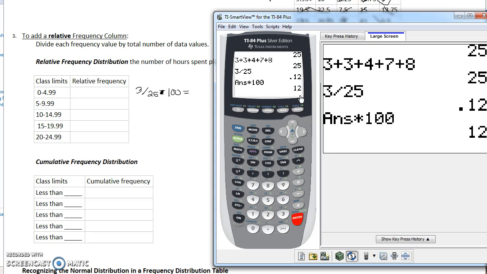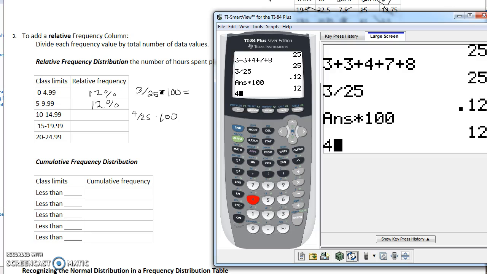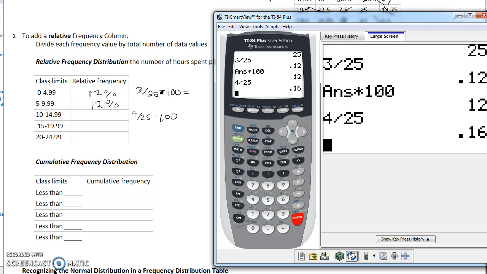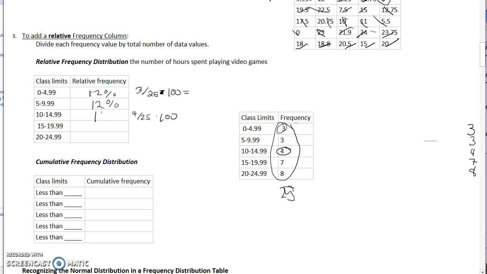That is 12%, right? So this first one is going to be 12%. Again, you might see this written as 0.12, the decimal equivalent, but we'll do the percentages here. Now we're going to do the next one, which is 4 divided by 25 times 100. You can see that 4 comes from right here, and then we divide by 25, because that's the total number we have, and then multiply that by 100. Again, this is just a basic percentage problem. So this next one would be 16%.